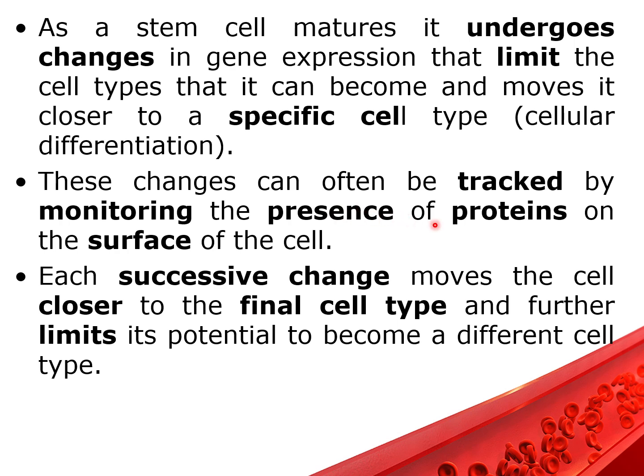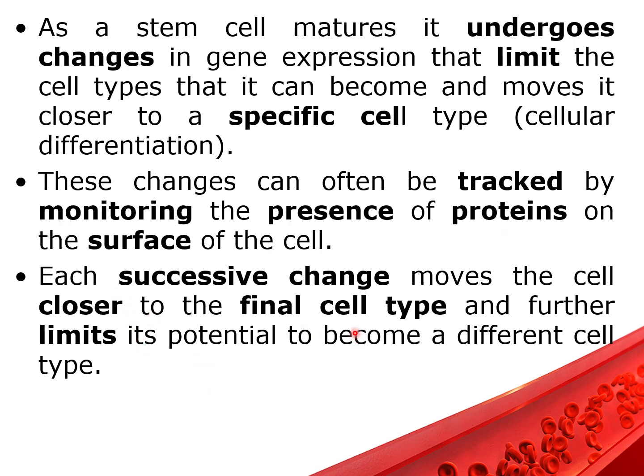These changes can often be tracked by monitoring the presence of proteins on the surface of the cell. So, as you know, the proteins on the surface of each cell are very different. Such as, if we talk about RBC, the receptors of the RBC determine which type of blood it is. So even in the RBC, various kinds of RBCs are present. Obviously, all the other types of blood cells have different proteins on their surface.